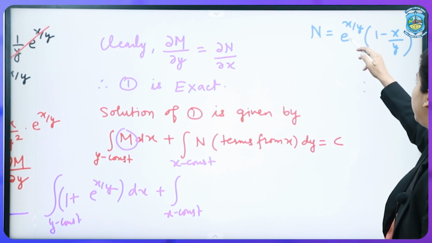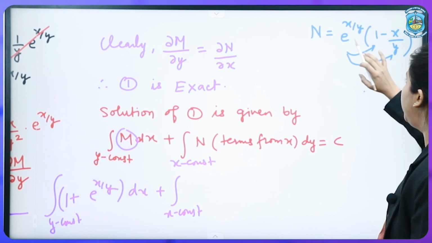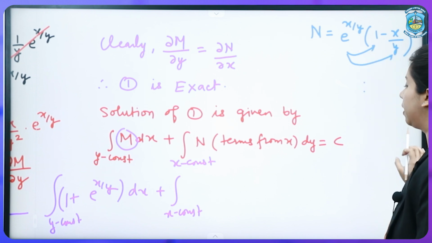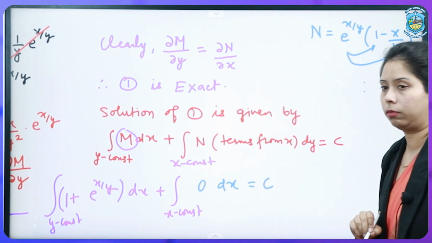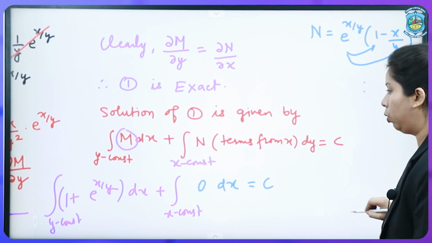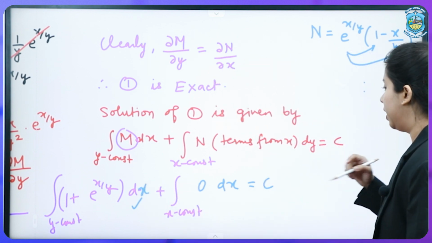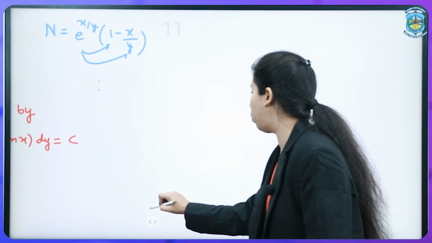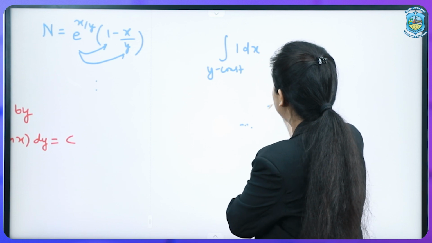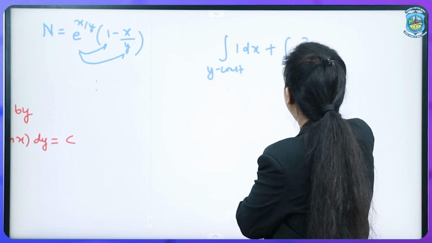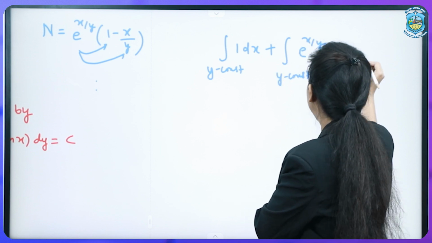So here you can see that even though if we multiply e raised to the power x by y within the bracket, there will be no term which will be free from x. So here there is no term which is free from x. So finally integration we will have to do with respect to x. So integration of 1 dx treating y constant plus integration of e raised to the power x by y dx treating y constant is equal to c.